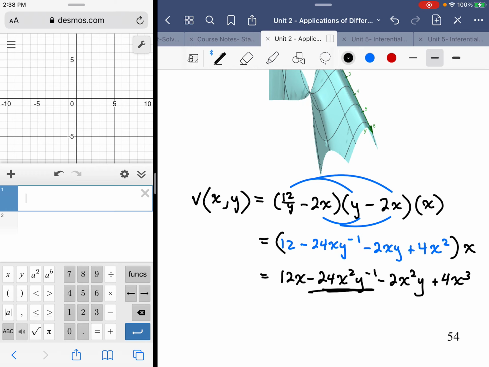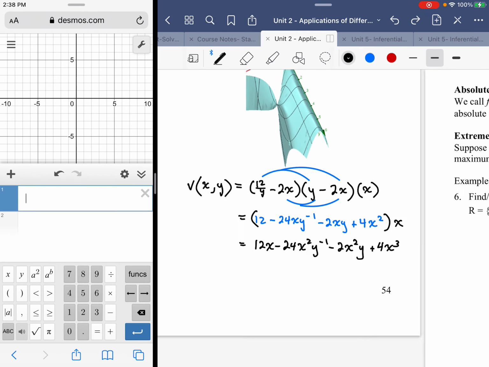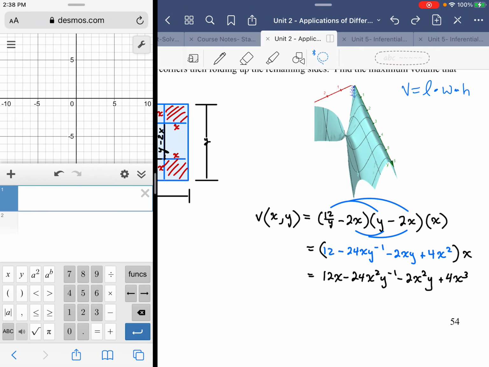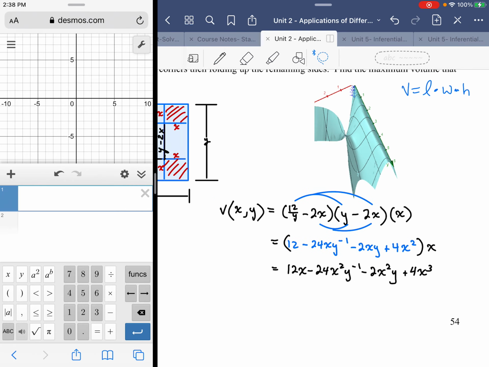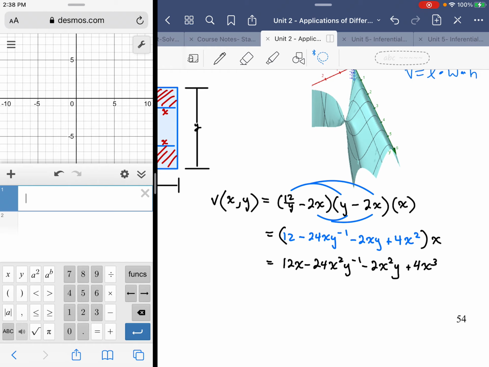I prefer to write it like this with the negative exponent, just so we can make use of the power rule rather than having to get into quotient rule or any variation of some more complicated process. All right, so we need first order partials with respect to x and y, so we'll start off with the x, so 12 minus 48x y to the negative first minus 4xy plus 12x squared.